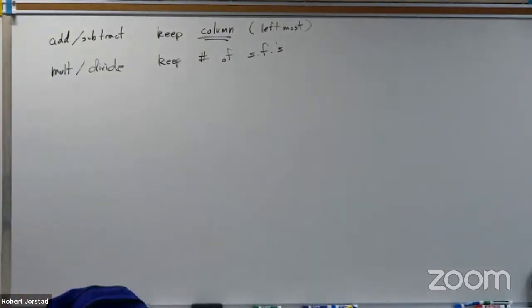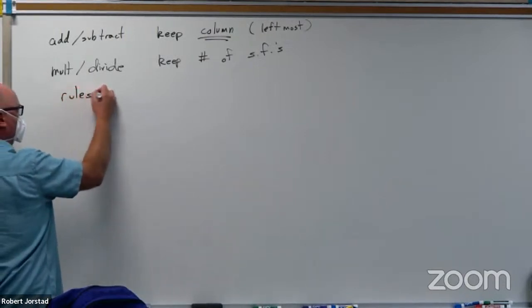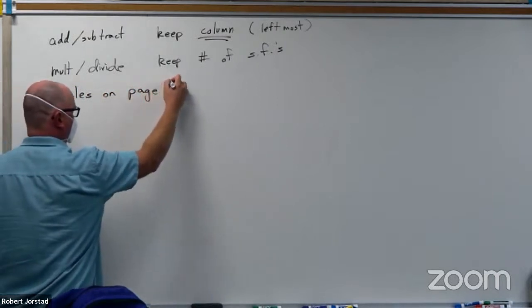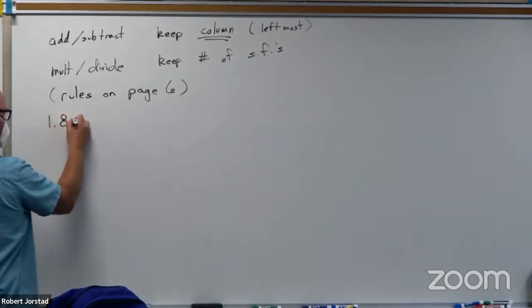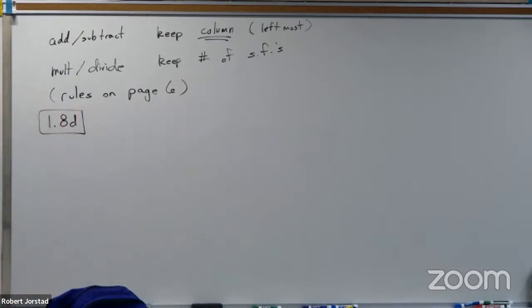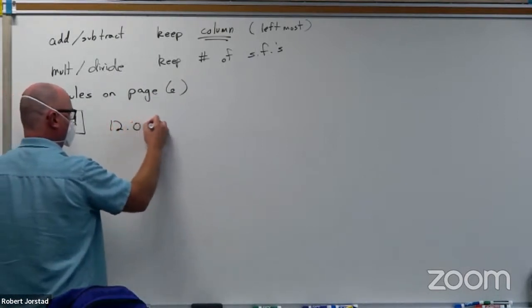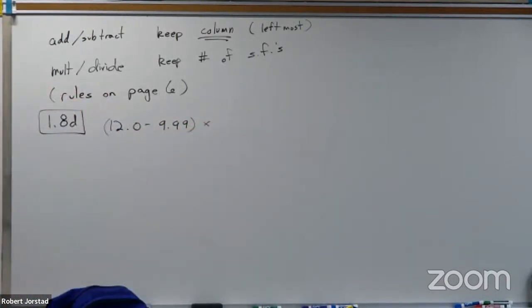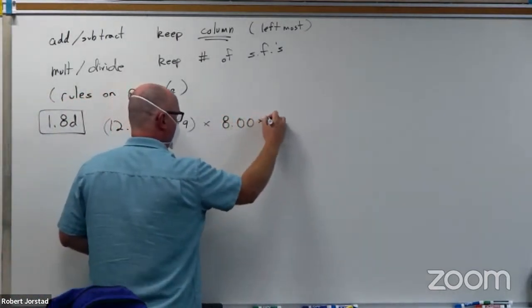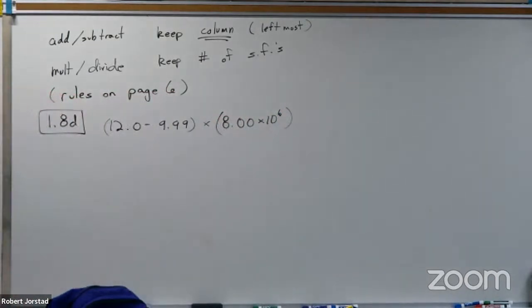Okay, so let's give an example. Let's try 1.8D on page 7. And I want you to keep in mind the rules are on page 6 of the workbook. You can hopefully see how important it is to have the workbook here, okay? What did I say? 1.8D. I'm going to work out an example with you, all right? 1.8D, and it says, hopefully you remember scientific notation a little bit, but if not, we'll review that. So the idea here, we're trying to do this math, right?